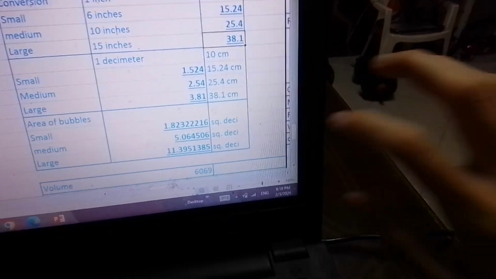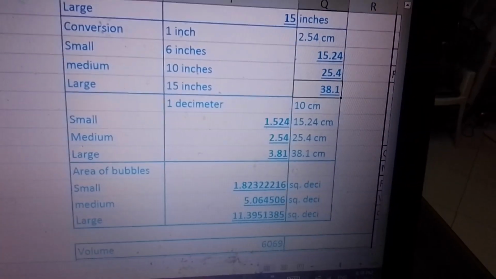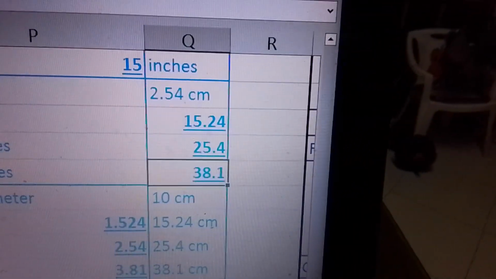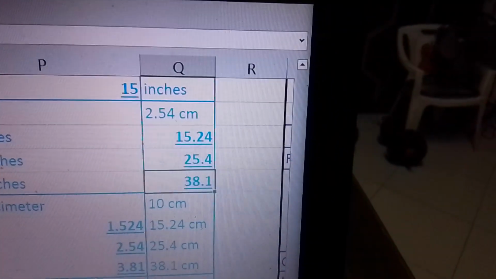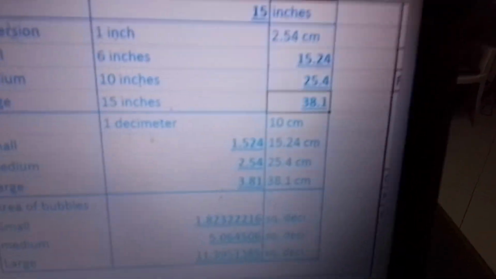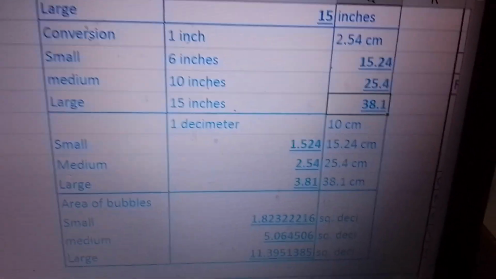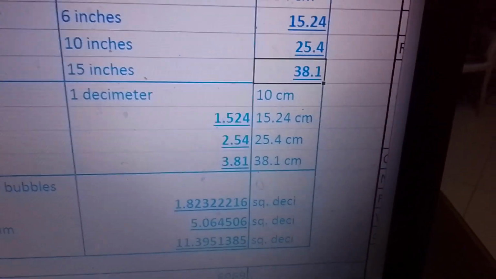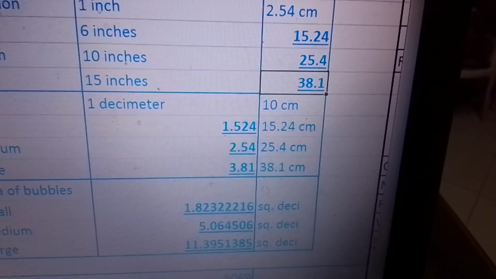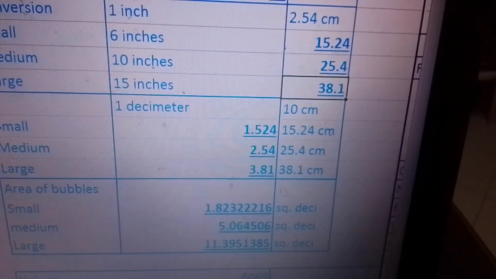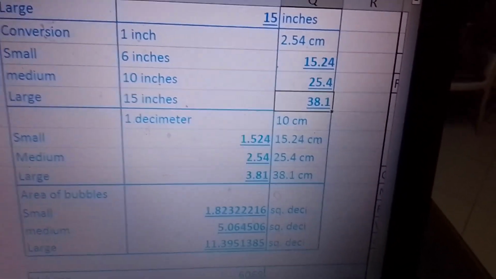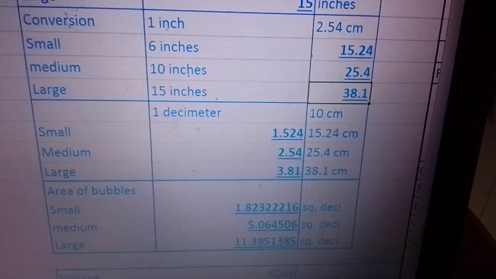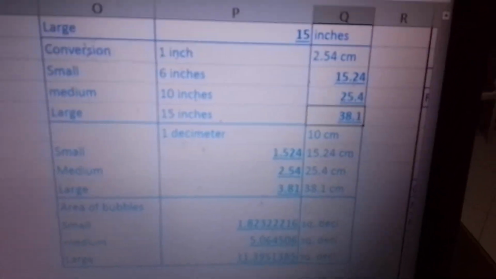Then this one naman dito sa baba, we convert it to decimeters. So remember, this is our answer in centimeters, right? So we need to convert that into decimeters. So divided by 10, because 1 decimeter is equivalent to 10 centimeters. So divide by 10, we should get 1.524. Then 25.4 divided by 10 is 2.54. Then 38.1 cm is 3.81. And that is the diameter of the bubbles. Okay? So yun.